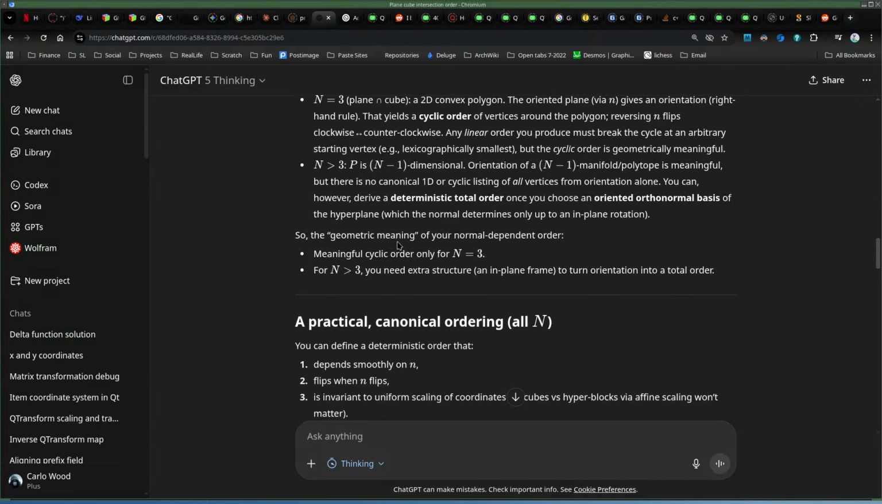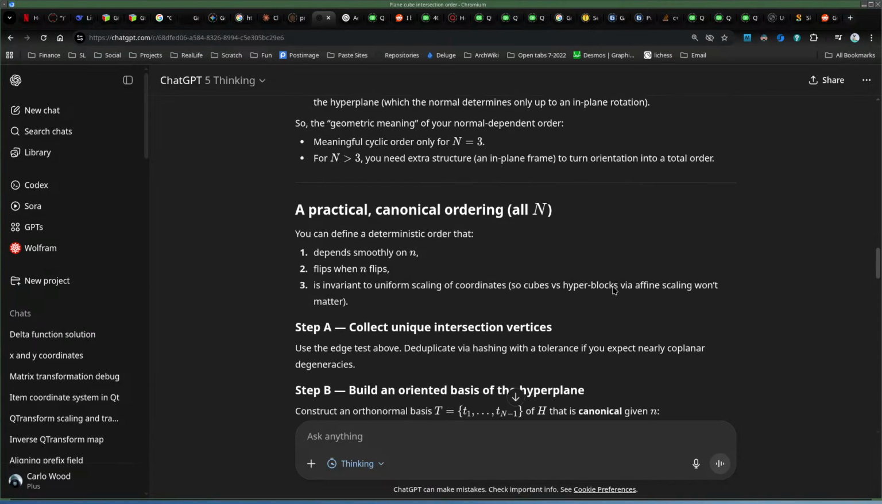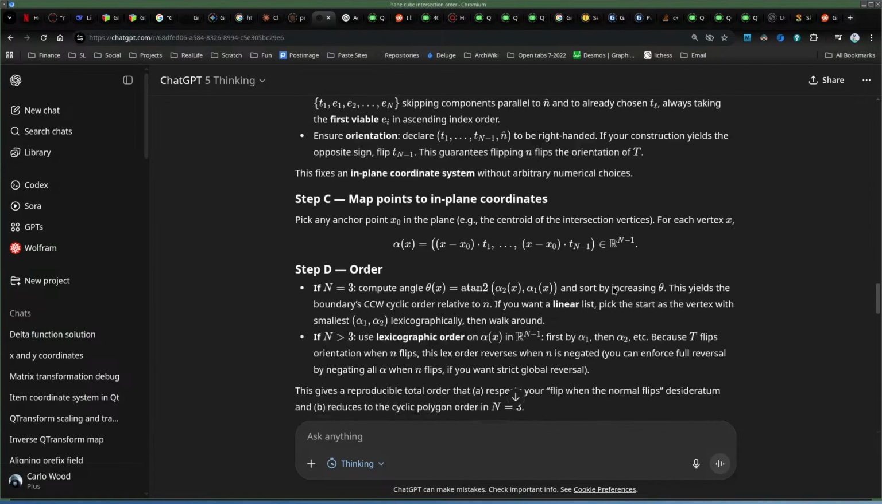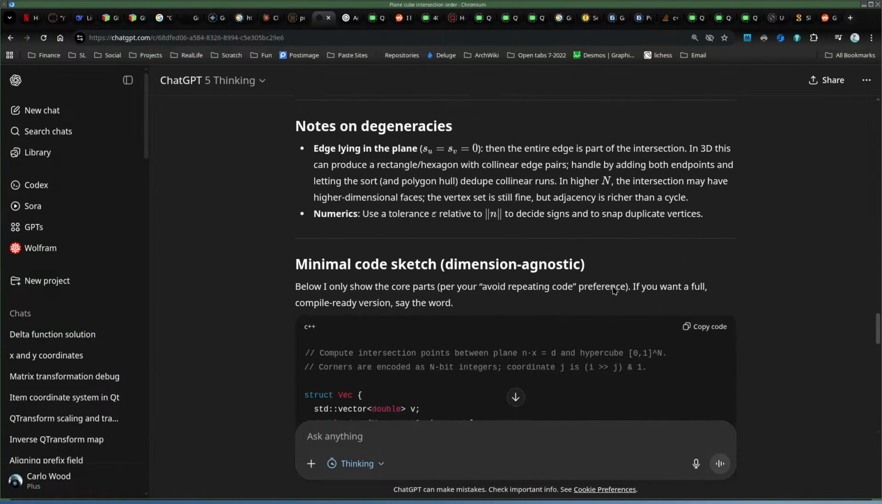So the geometric meaning of your normal depends on the order. A meaningful cyclic order exists only for n equals 3, and for n larger than 3 you need extra structure, such as an in-plane frame, to turn orientation into a total order. Is this the last paragraph? No.